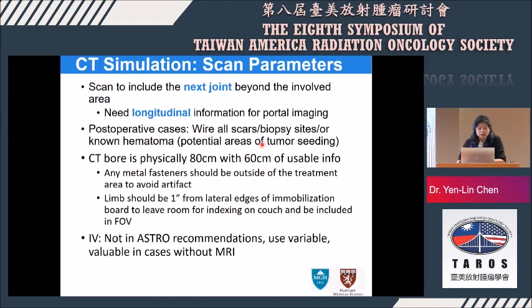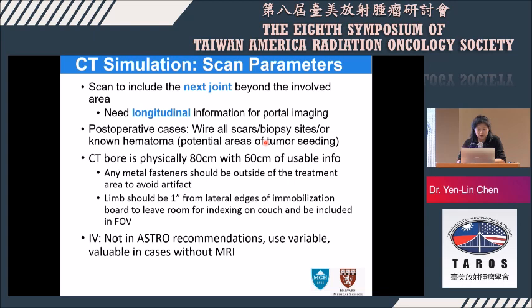All right. So for the scan parameters, you've made the immobilization. It comes over to the CT simulation. You want to be sure that you scan adequately. So these are all different things we either learned from experience or have found out one way or another to be very important, and you just don't want to have to go back to that step. So you want to make sure you include the next joint beyond the involved area, because you need that longitudinal information for portal imaging to see where you are, and also just having adequate margin for extension for your CTV and PTV. For postoperative cases, you want to wire all scars, biopsy sites, or known hematoma.